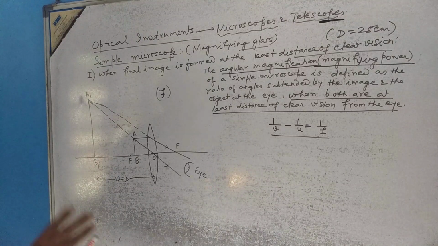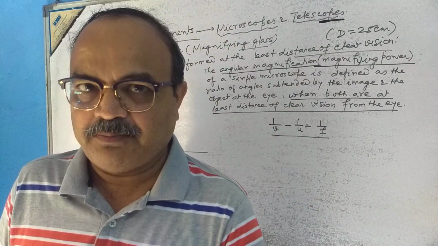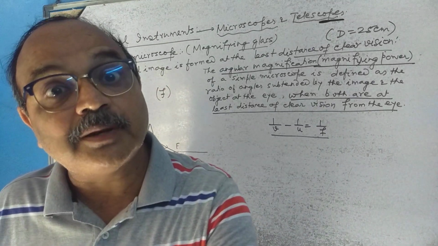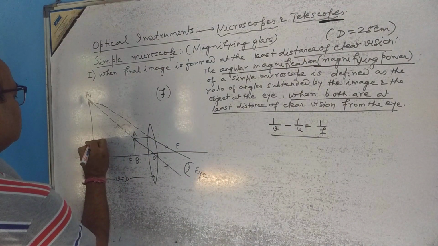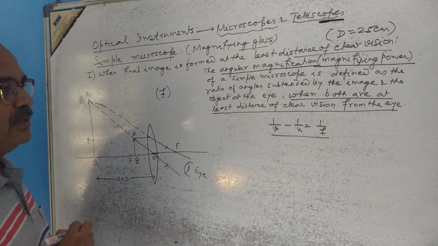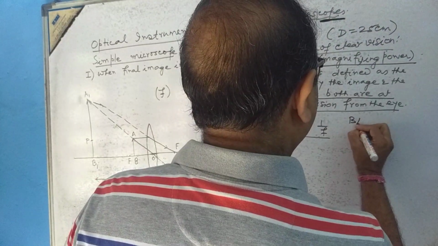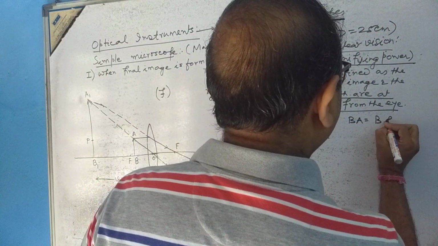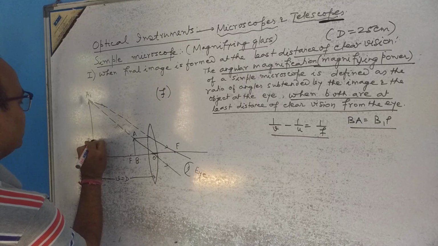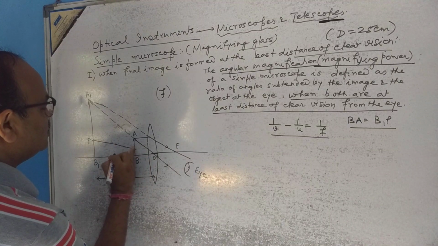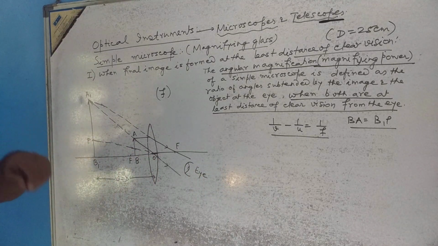Followed? Okay. But one thing: the image is formed at 25 centimeter, but the object also should be at 25 centimeter. For that what I have to do, I will cut BA equal to B1P. We cut an intercept. Look, BA is equal to B1P and we join PO like this. This we have done in the construction.